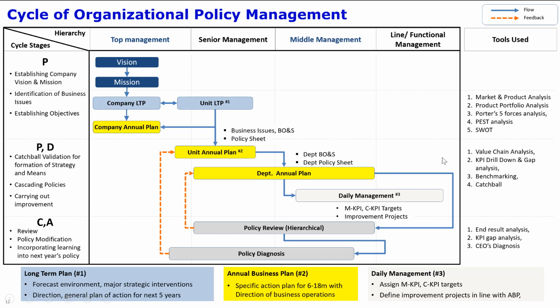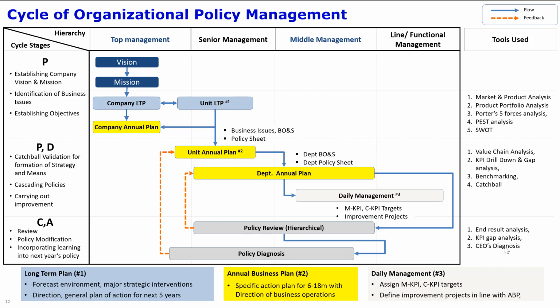Next, while you cascade your policies to the deployment level, value chain analysis might be useful. A KPI drill down or gap analysis is very useful. And benchmarking and catchball are some of the other tools that organizations use. And for checking and then acting further on them, end result analysis, KPI gap analysis, and tools like CEO diagnosis are used.